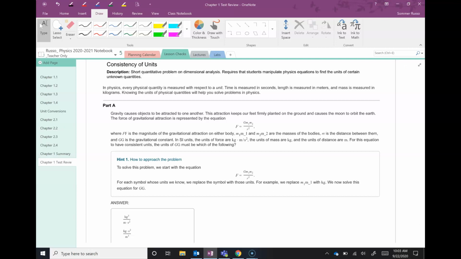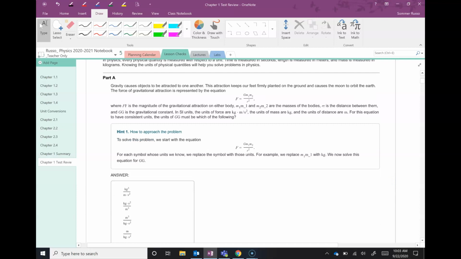We're looking at the fact that gravity causes objects to be attracted to one another. This attraction keeps our feet firmly planted on the ground and causes the moon to orbit the Earth. That force is represented through this equation. We're given what everything is going to be measured in. We want to know what the units for G are. In order to do that, we're going to first solve the equation for G.